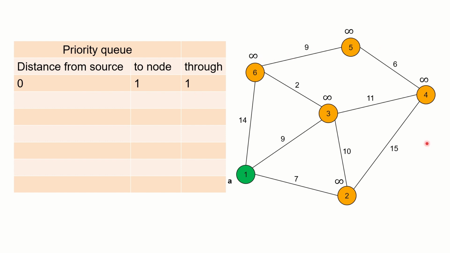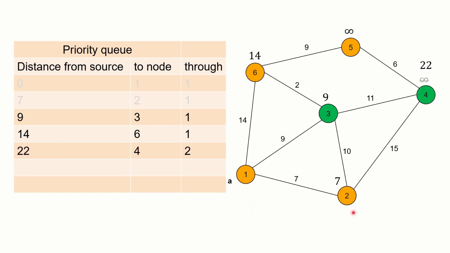Next, we explore the top element of the queue, the node 1, and we remove it from the queue. Node 1 has 3 neighbors, 2, 3, and 6. Those nodes are now reachable through node 1. Since the distance to those nodes through node 1 is smaller than infinity, we update the distances to those nodes accordingly.